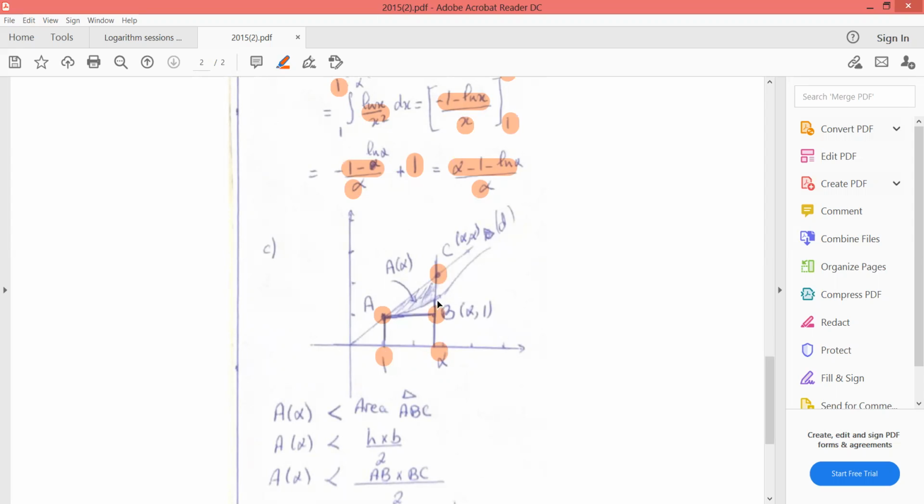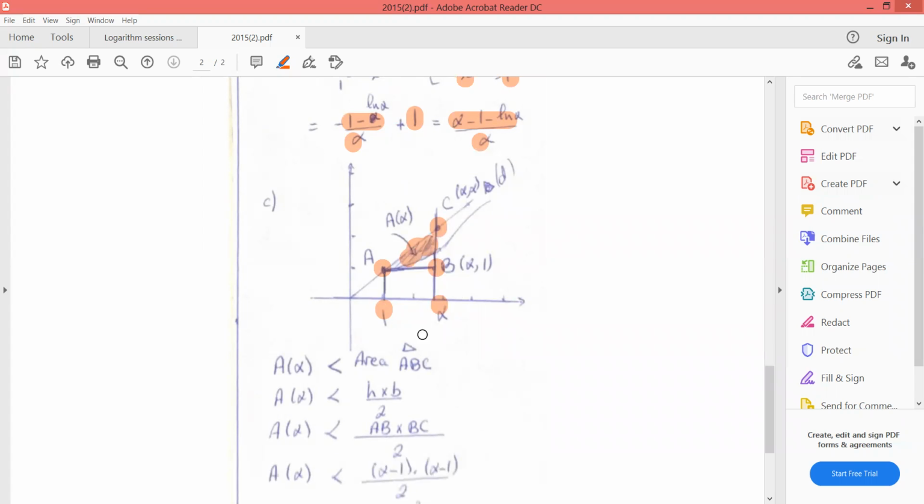Okay, this is B and this is C. On alpha I draw a line here. A has coordinates 1, 1 because it is on the line y equals x. B has coordinates alpha, 1, and C is alpha, alpha. This area, A alpha, is less than the area of the triangle ABC.